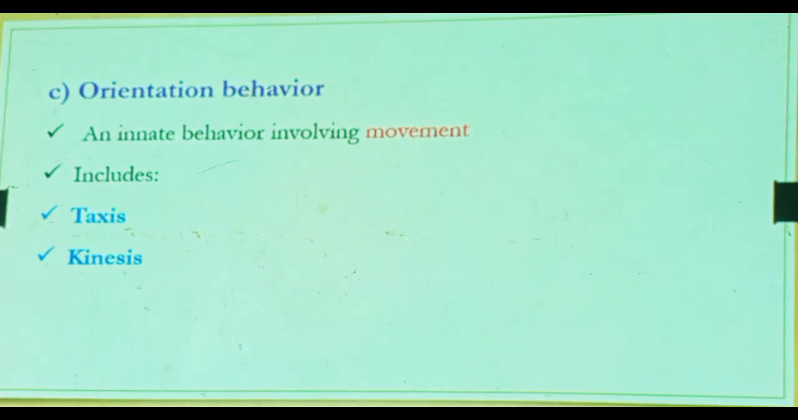You have to add here: one is taxis. What is taxis? I will tell you. The other is kinesis. And the third, you have to add, navigation. Navigation includes migration, complicated long distance travel, especially in migratory species, migratory insects, migratory birds. Therefore, taxis, kinesis, and navigation are types of orientation behavior in animals.